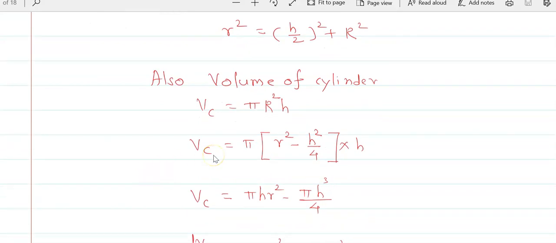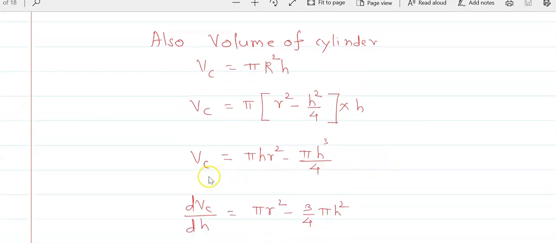Therefore, V suffix C is equal to pi in bracket, the value of capital R square, which is equal to r square minus h square upon 4, bracket complete, into h. If we simplify it, V suffix C is equal to pi r square h minus pi h cube upon 4. Now we'll find out its first derivative.